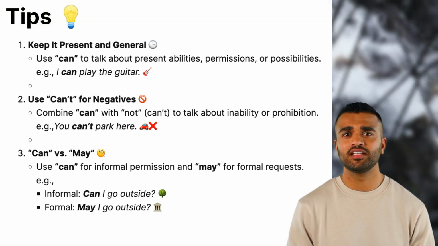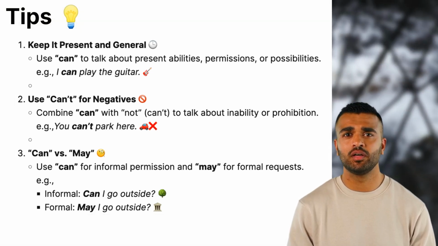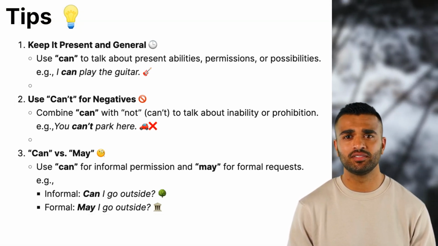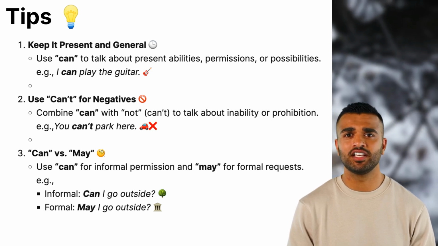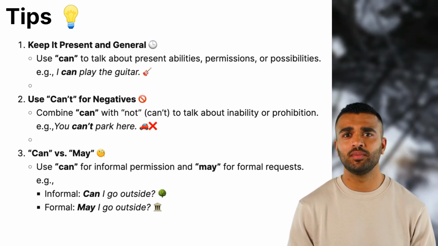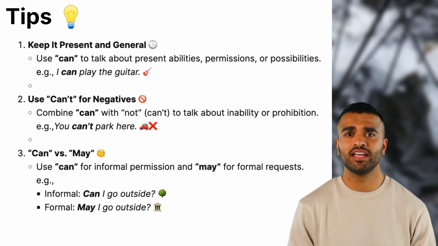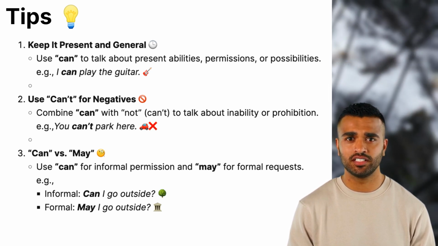Now that you understand the different ways to use can, let's go over some important tips to help you use it naturally and correctly in conversations. 1. Keep it present and general. Use can when talking about abilities, permissions, or possibilities in the present or general situations.